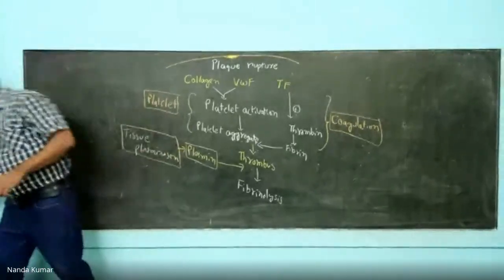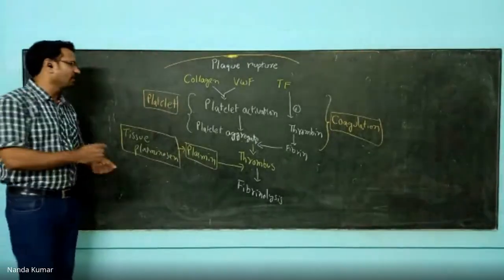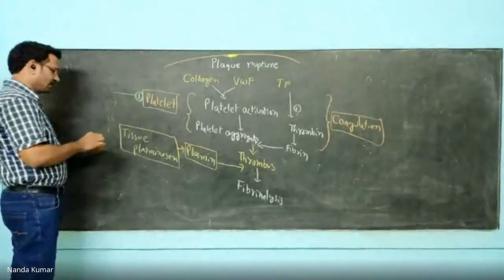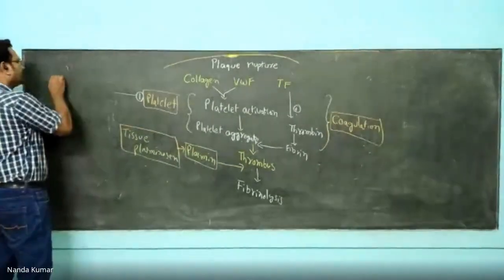Now let us see the drugs. What are the drugs we have? Agents which block platelet activation are known as antiplatelets.